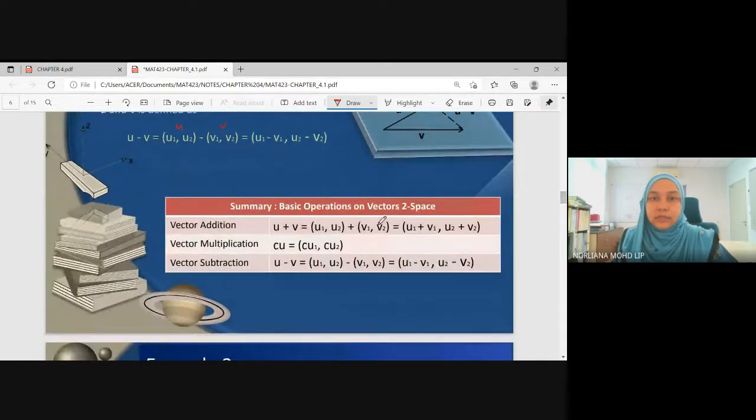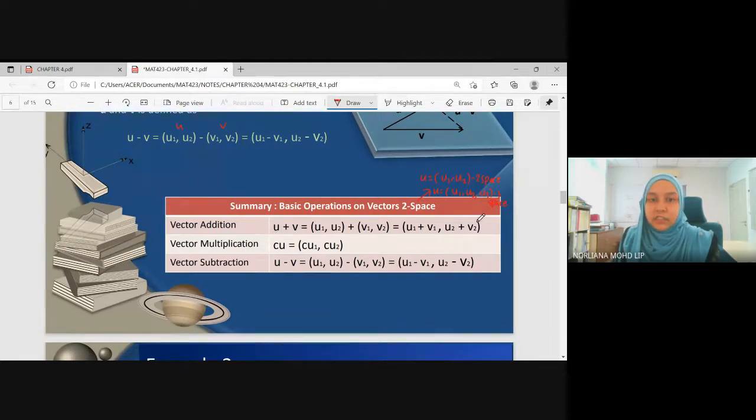Okay, this is the summary of the basic operations on vectors in 2-space. In 2-space, we have two components, u1 and u2. For example, vector u has two components, u1, u2. If the vector is in 3-space, we have three components, u1, u2, and u3. 3-space also has the same basic operations as vectors in 2-space.